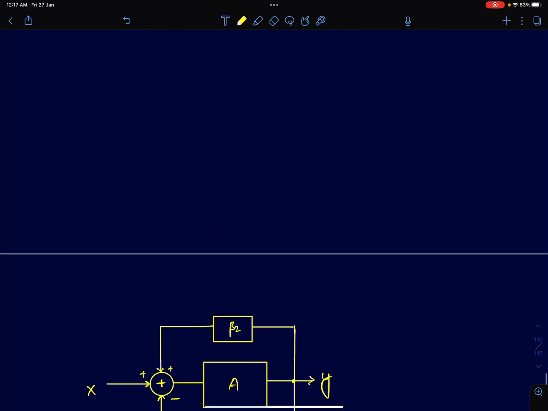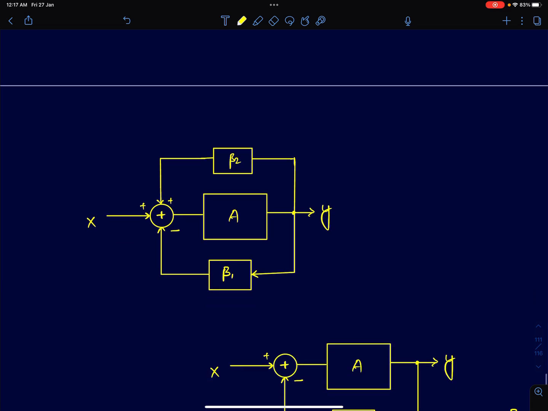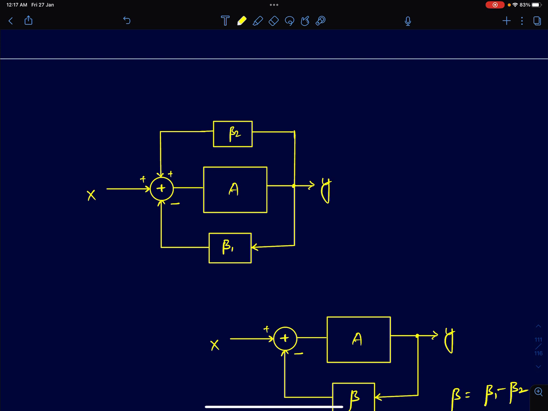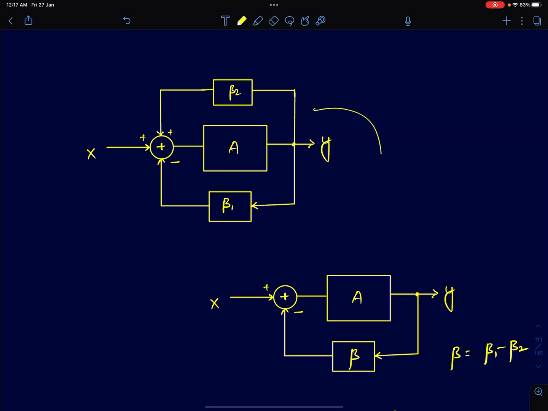Just to illustrate the third case, to understand the problem where beta 1 equals beta 2, I can simply reduce this system with both negative and positive feedback to a simple system with negative feedback with a single feedback beta, where beta is simply given by beta 1 minus beta 2. I just clubbed these two parts, beta 1 and beta 2. All I did was put a minus sign here and a minus here, so when you multiply these two, you get a plus. Then I just added this path with this path. You get a single beta whose value is beta 1 minus beta 2.